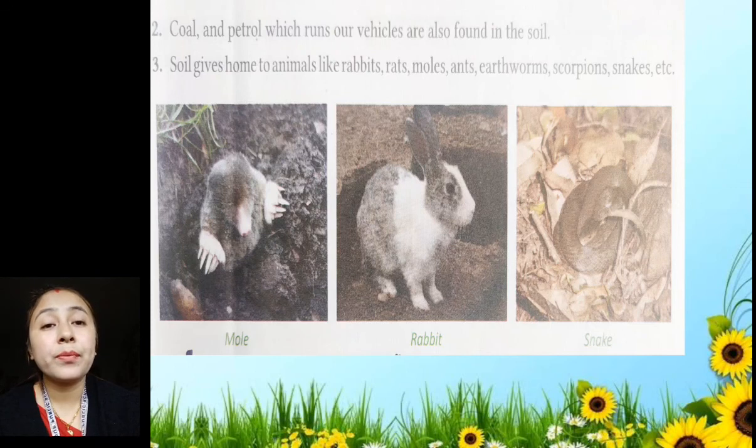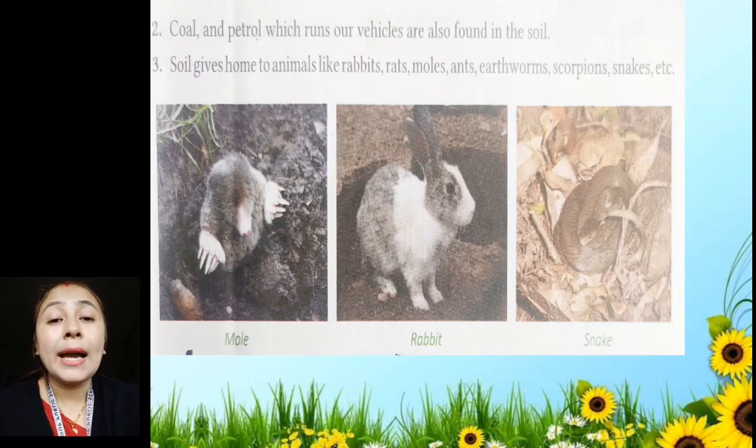Number three, soil gives home to animals like rabbits, rats, moles, earthworms, scorpions, snakes, etc. So we have learned in the beginning of the chapter that soil gives shelter to different small animals and insects. So soil is the home for rabbits, rats, moles, ants, earthworms, scorpions, snakes, etc.